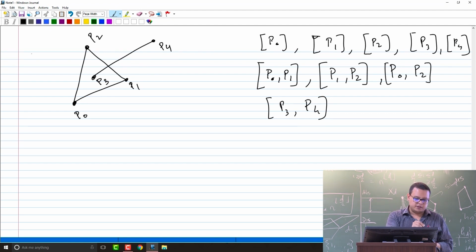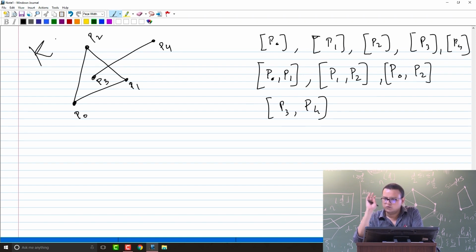So, is this a complex? Is it a simplicial complex? So, we have a collection of simplices. We have that or do not have it? These are simplices, right? P0 is a 0 dimensional simplex, P1 is a 0 dimensional simplex, P0, P1 is a 1 dimensional simplex, right? Is it a simplicial complex?